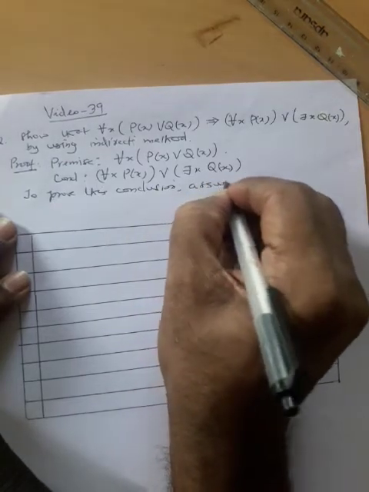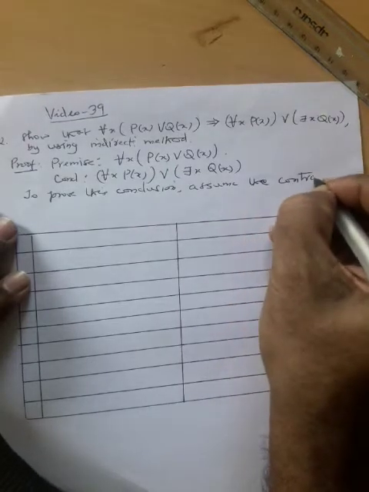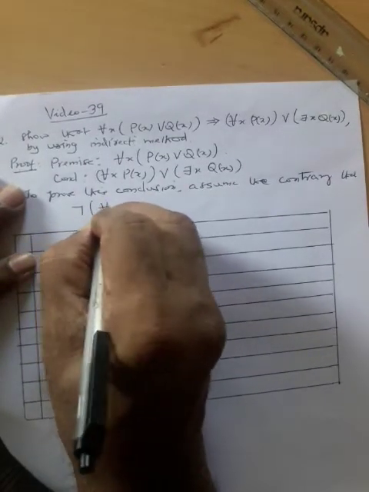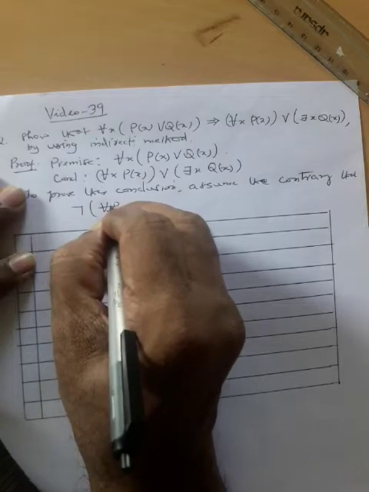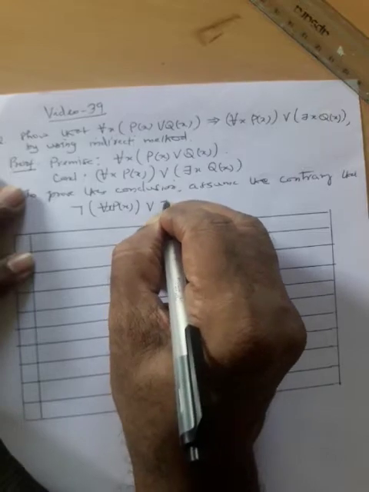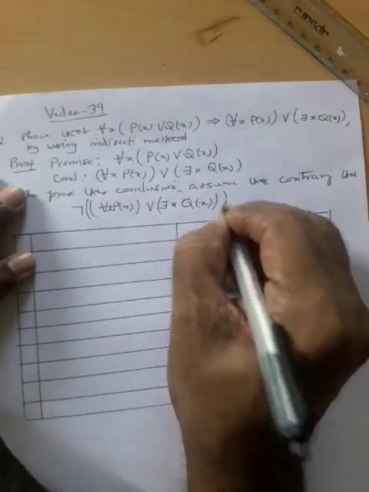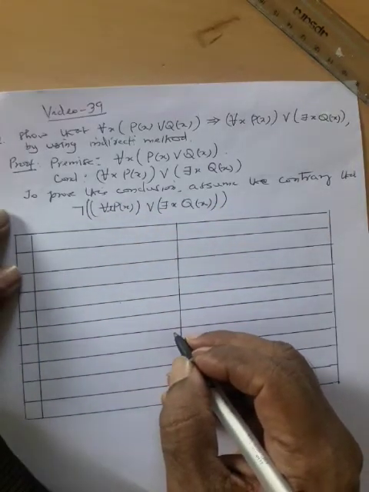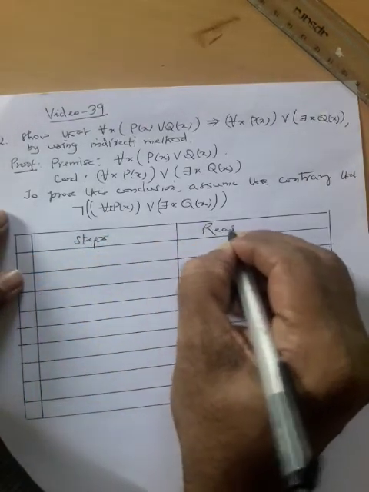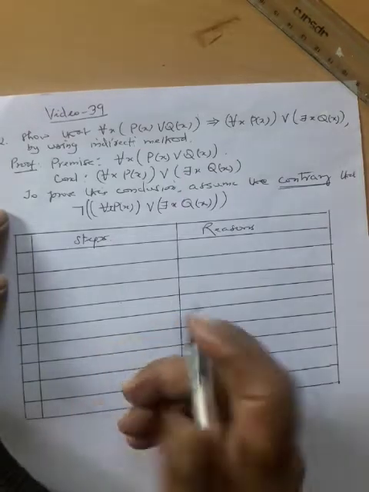assume the contrary, that is, the negation of for every x, p of x or there exists x, q of x, the whole thing negated. So this is our contrary assumption. So steps, reasons. Now we have assumed the contrary, therefore we have to arrive at a contradiction to get the desired conclusion.